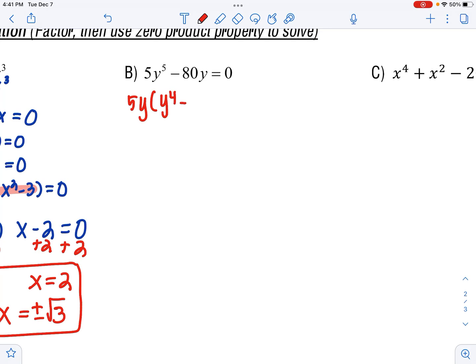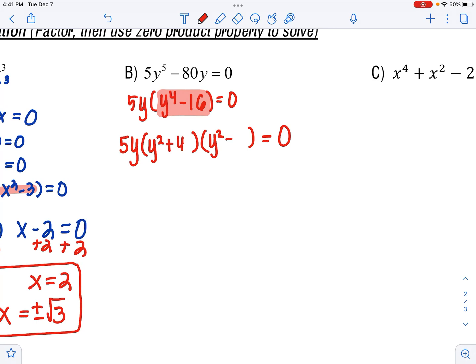I then have y to the 4th minus 16, since 5 goes into 80 16 times, and then y would factor out, equals 0. Now I'm going to look to see if it's still factorable. I notice that it's a difference of squares, so this is still factorable. So I have 5y times, and I'm going to put my 2 sets of parentheses. These two have to multiply to give me y to the 4th, so y squared and y squared. And the next two terms have to multiply to give me 16, so positive 4 and negative 4.